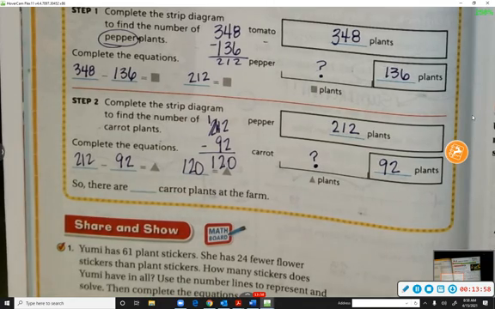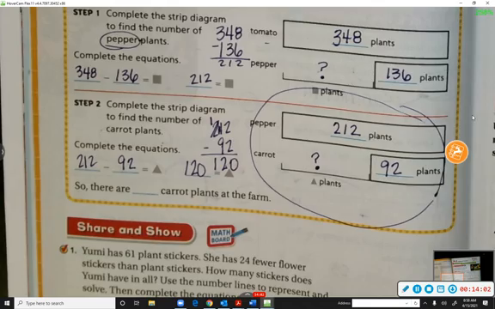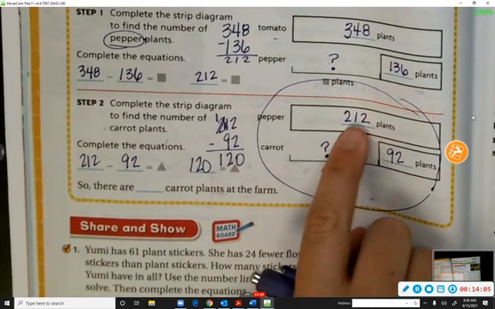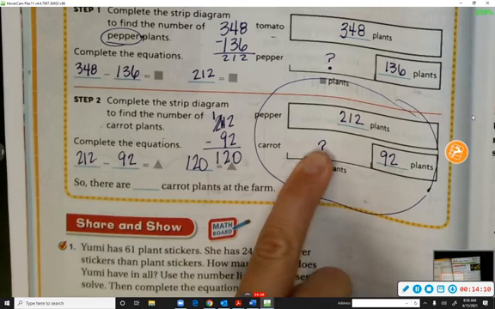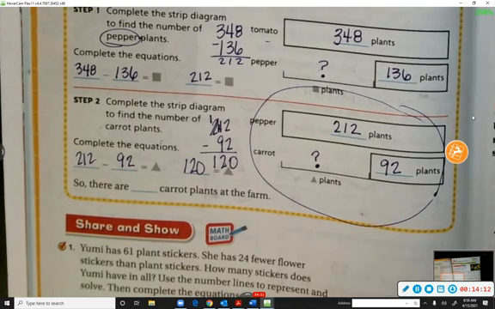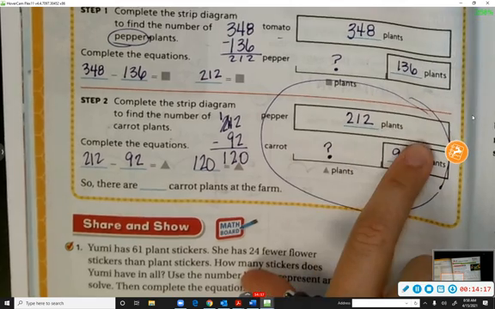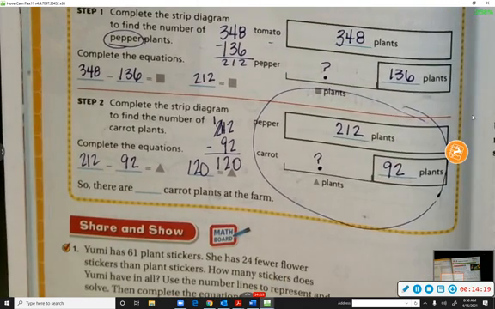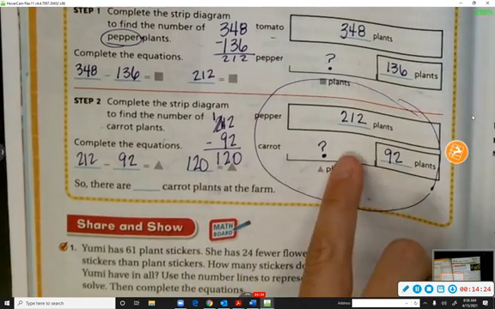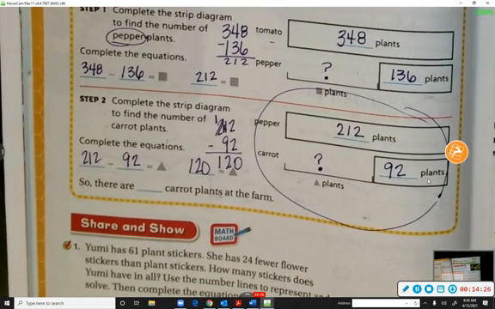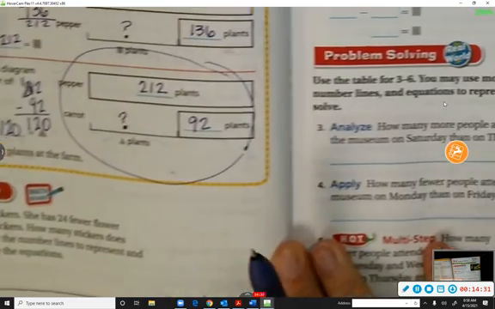Okay? So this is what we need to practice today. We need to practice setting up a strip diagram, because if you are able to do this correctly and you see that there's a missing piece, then that should automatically tell you to what? Subtract. Yesterday we had the missing whole, and that told us to add. When you have a missing part, that's going to tell you to subtract. Okay? So let's go ahead and skip to number 2.